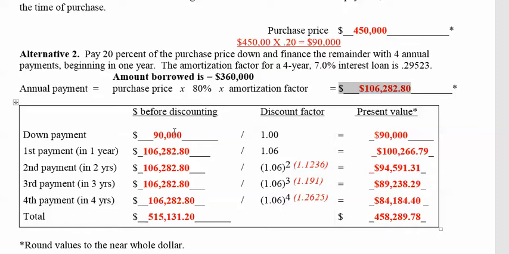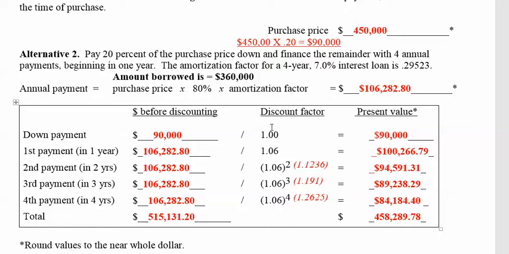So let's outline this. Down payment of 90,000. Our first payment in 1 year is 106,282.80. In 2 years we make another payment for that amount. In 3 years we make another payment for that amount. In 4 years we make another payment for that amount. We would compute the total out-of-pocket expense for this combine, what we're going to pay for it. If we put 20% down and amortize the rest, our total payment is $515,131.20.